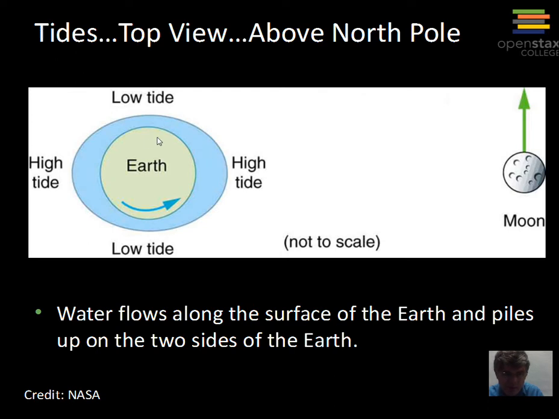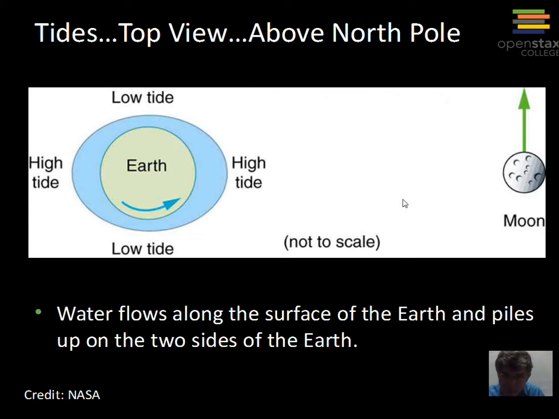Okay, tides. The Earth has a body of water around it. This is extremely exaggerated as to how thick the oceans are, but we'll go with it anyway. And here's the moon. Why do we get tides? How many tides are there during the day?